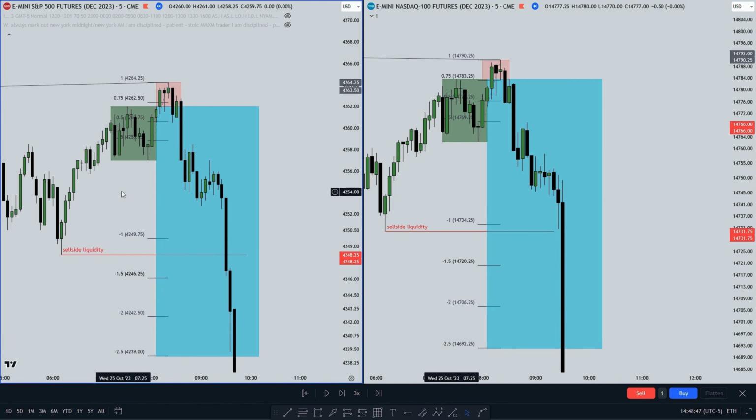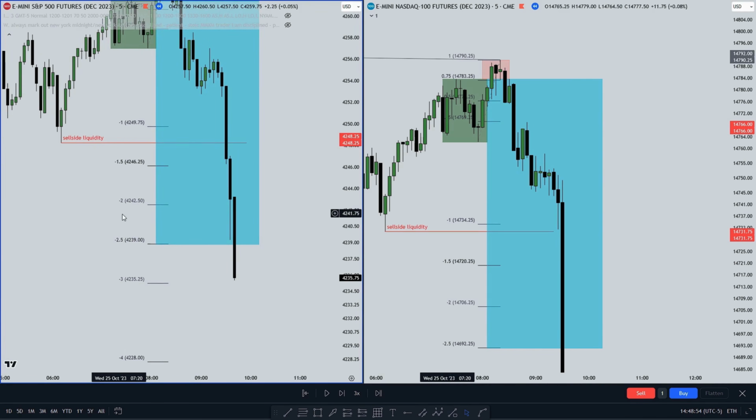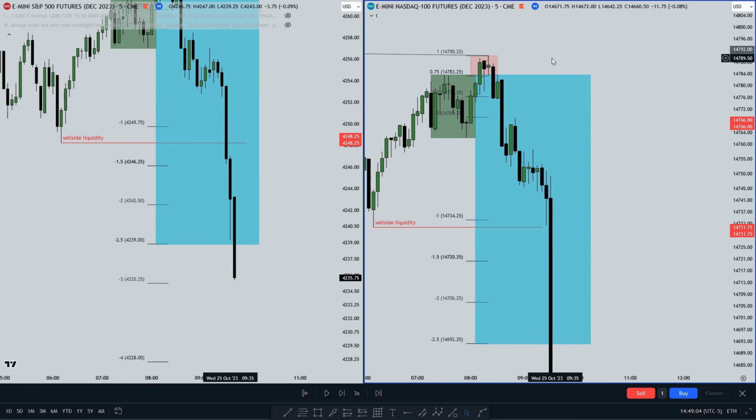So as you see, we have the consolidation, manipulation, and distribution. And the reasoning I've marked out the distribution down to only the -2.5 is because that was where we anticipated price would go. And the same on the Nasdaq.